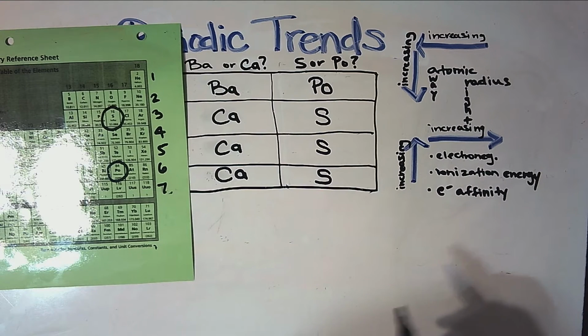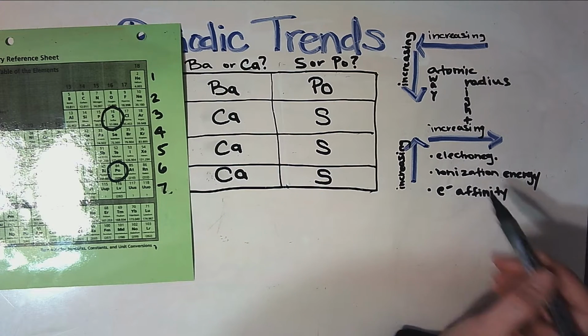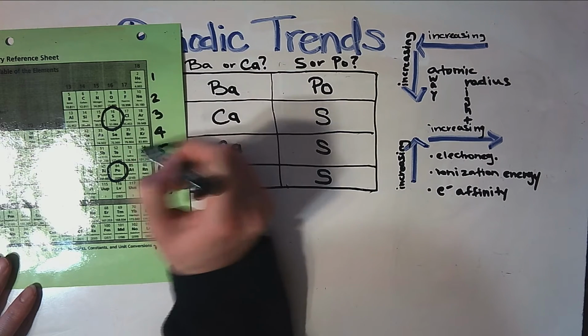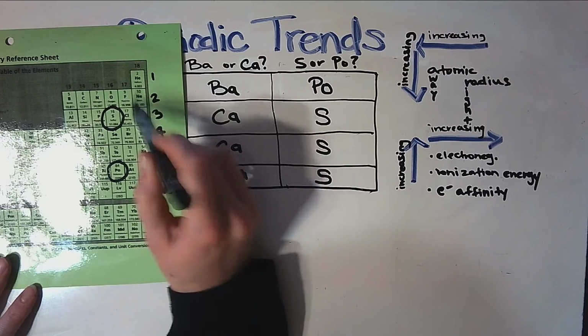I do want you to remember that for electronegativity and electron affinity, the noble gases do not participate. Their values are close to 0.